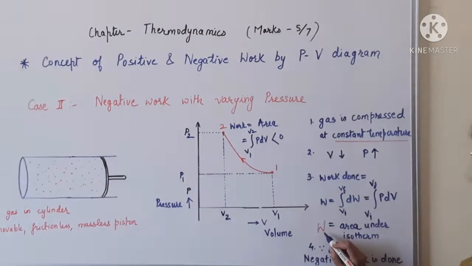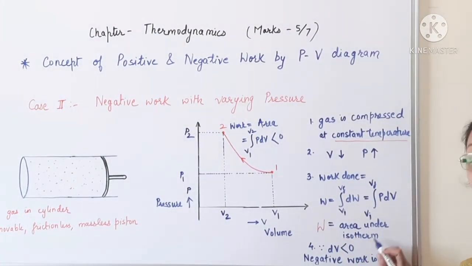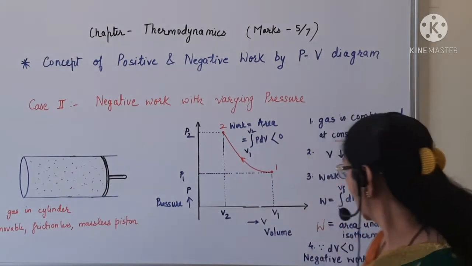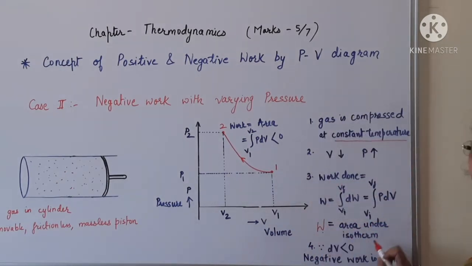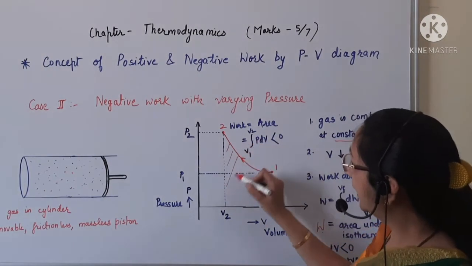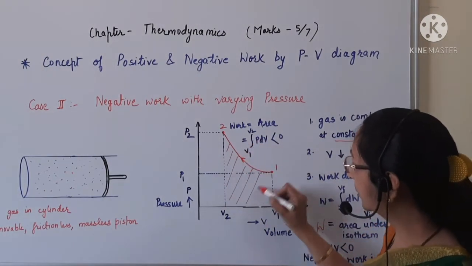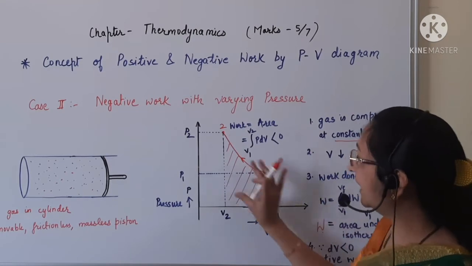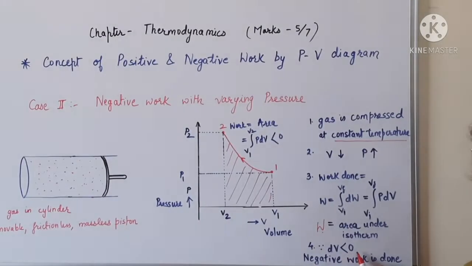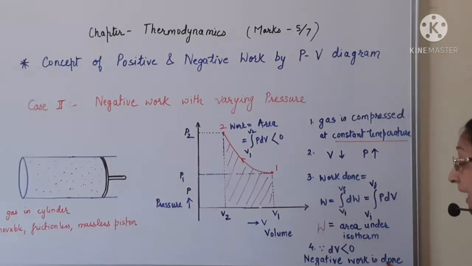Now, the work done is the area under the isotherm. So, how much is the work done? It is the area under this isotherm, this much. This much area is the work done. Now, since in this case the volume decreases, dV is less than 0. Hence, the work done is a negative work.